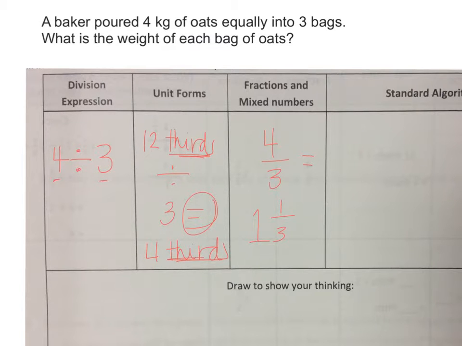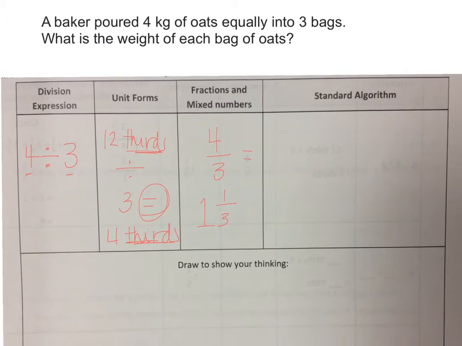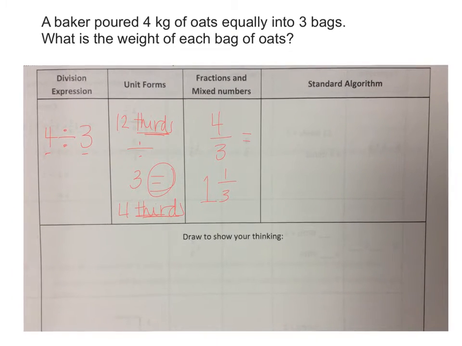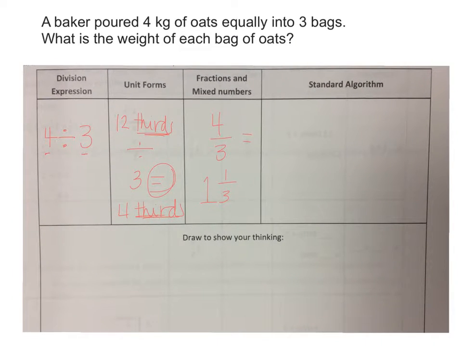Okay, now let's use the standard algorithm. When we're going to divide 4 divided by 3 using the standard algorithm, which number lives inside the house? 4. And who's knocking on the door? 3. Okay. Let's actually do it. How many times does 3 go into 4? 1. And then 1 times 3 is? 3. When I subtract, how much is left over? 1.